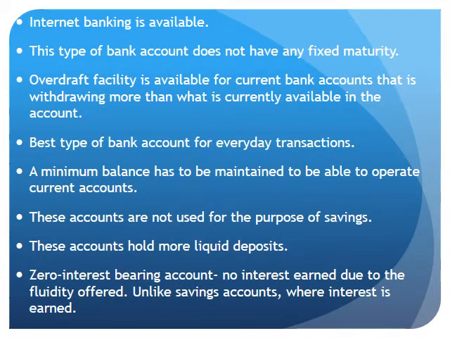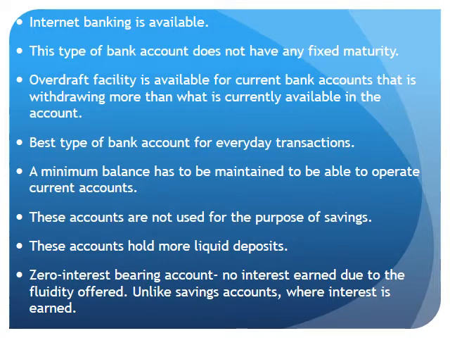Here are some facts about current accounts. Number 1, internet banking is available. Number 2, this type of bank account does not have any fixed maturity. Number 3, overdraft facility is available for current bank accounts. Overdraft facility means to withdraw more money than what is currently available in the account. Number 4, this is the best type of bank account for everyday transactions.